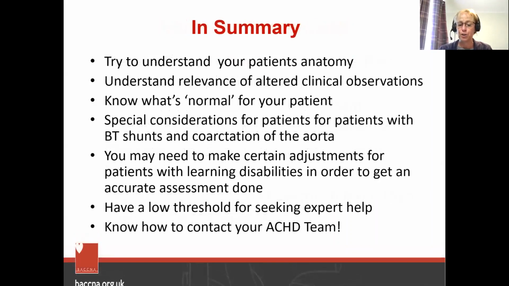So in summary, take the opportunity to try to understand your patient's underlying congenital heart defect. This will help you understand the relevance of altered clinical observations. Know what's normal for your patient and be prepared to listen to them. Remember the special considerations that need to be made for patients with BT shunts and coarctation of the aorta. And remember, you may need to make certain adjustments for patients with learning disabilities in order to get an accurate assessment done. And have a low threshold for seeking expert help, and know how to contact your adult congenital heart team.